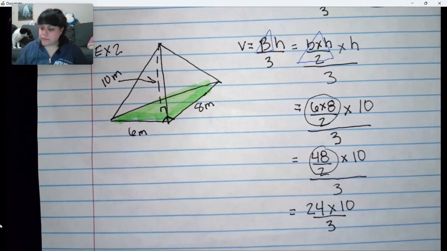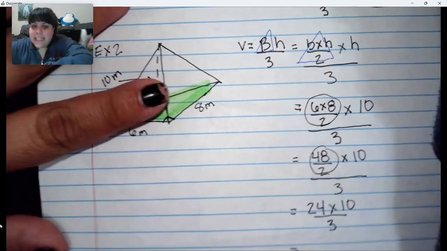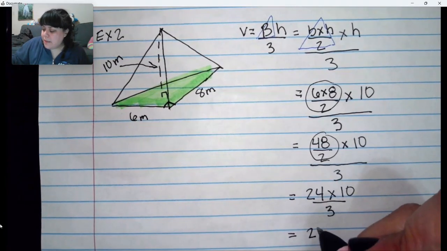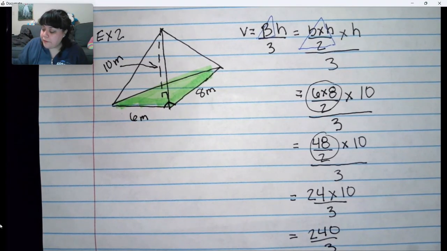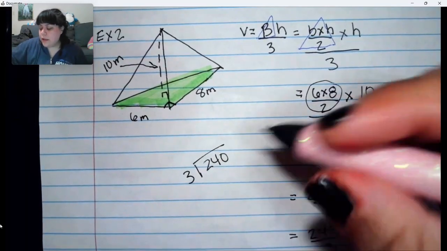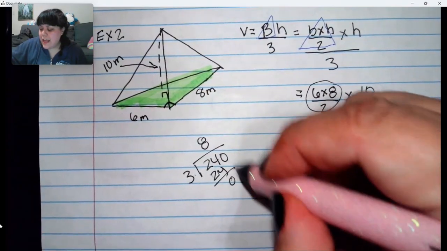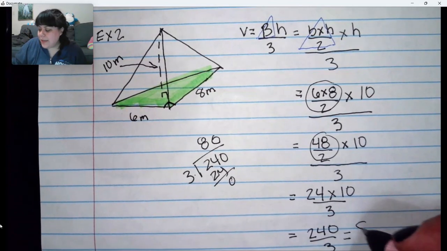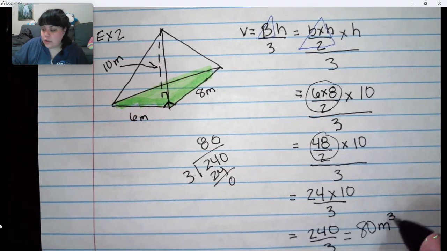Alright, and then if I keep going, let's see if it fits. 24 times 10 is going to give me 240, and I'm going to divide that by 3. So let's divide 240 by 3. Well, 3 goes into 24 8 times, and then 0 times. So 240 divided by 3 is going to be 80. So my volume is 80 meters cubed.